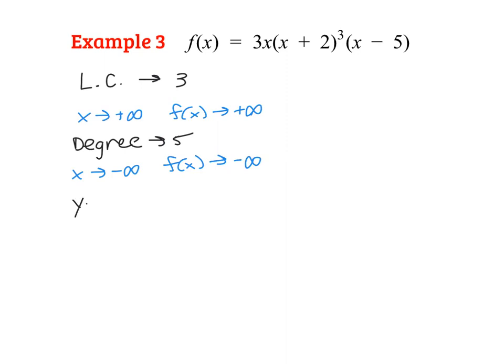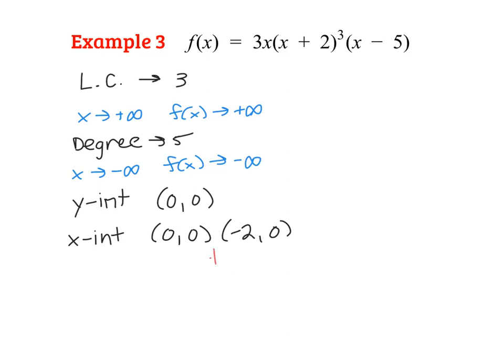Let's find the y-intercept. So if I set x equal to 0, I get y equals 0. So it's (0, 0), because again, I'm multiplying everything by this 0, so I don't even have to check. For my x-intercepts, I have 0, a triple root at -2, and 5. So I have (0, 0), (-2, 0), which is a triple root, and then I have (5, 0).